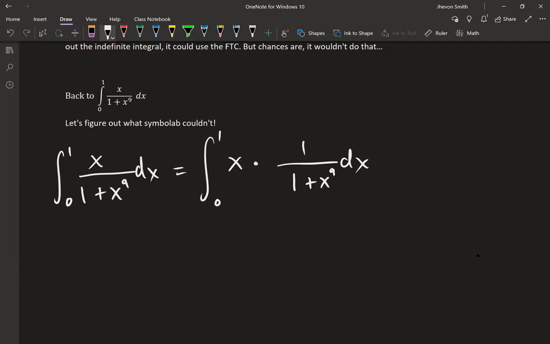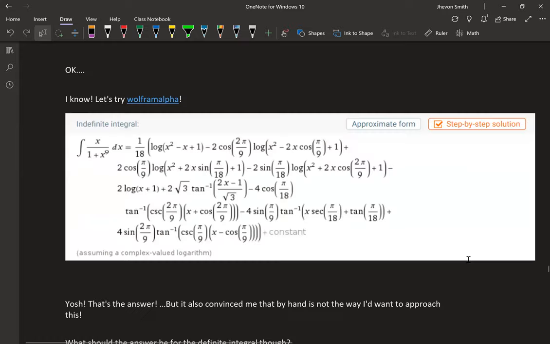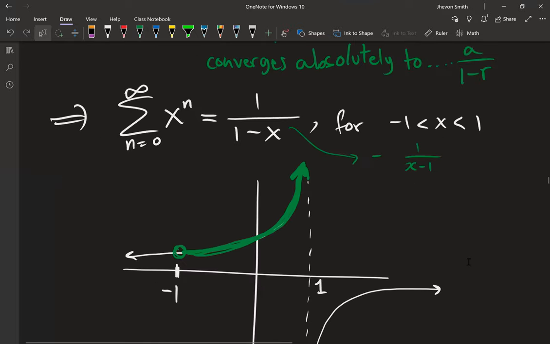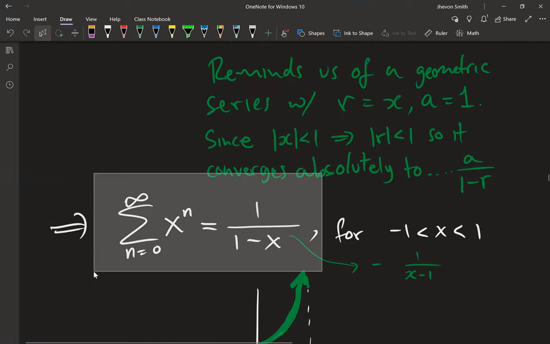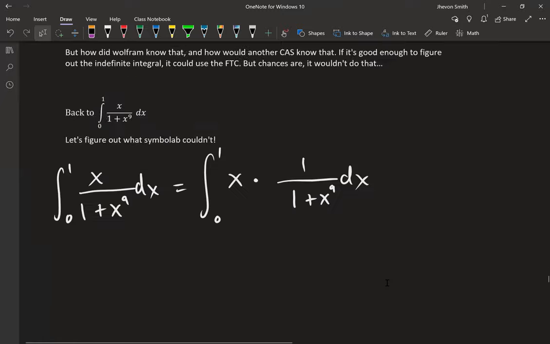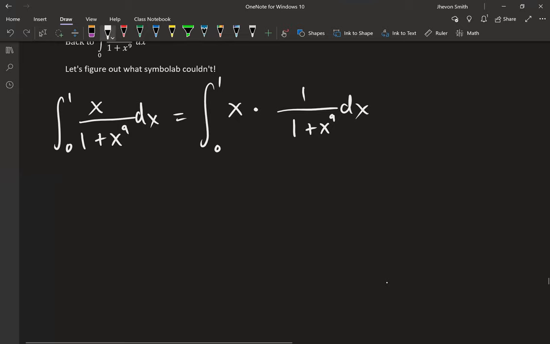And now I start to envision, you know what, that 1/(1 + x^9) kind of reminds me of something. It looks like 1/(1 + something). Where have I seen that before? Well, we just learned up here that 1/(1 - x) is something useful as a series. So then, let's actually rewrite that. All right, so I can actually think of this guy as 1/(1 - (-x^9)).